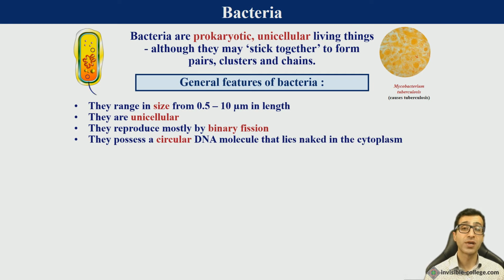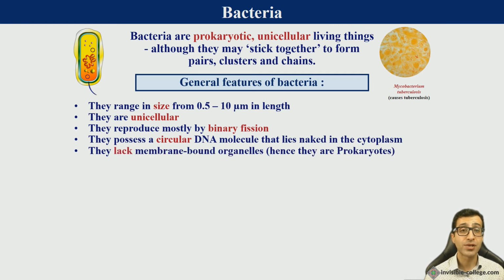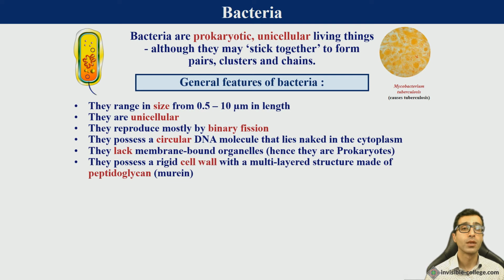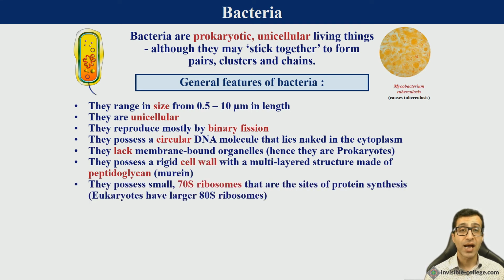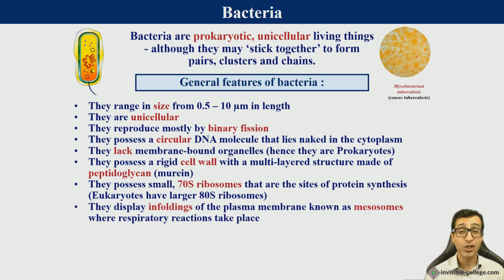As prokaryotic organisms, they lack membrane-bound internal organelles, and they possess a rigid cell wall with a multi-layered structure made up of a different material than that found in eukaryotic cell walls, and it's a material called murein, which is a type of peptidoglycan. They also possess smaller ribosomes than are found in eukaryotes, and they display infoldings or invaginations of the plasma membrane known as mesosomes. Now this is where the respiratory reactions take place.